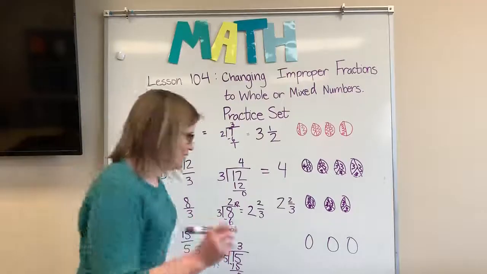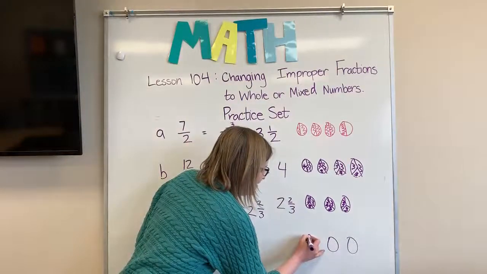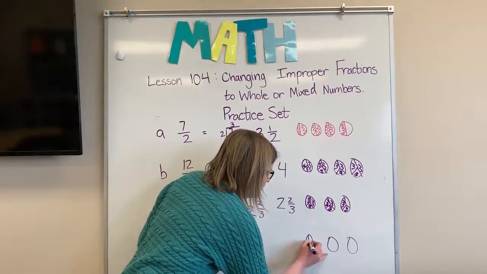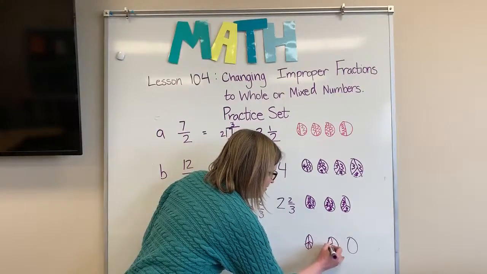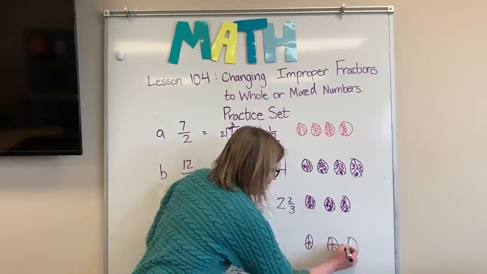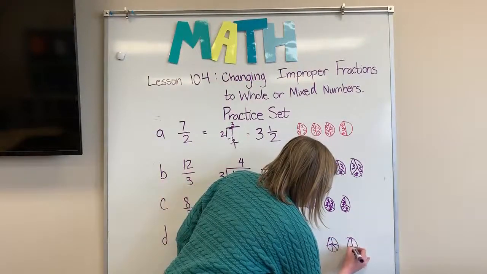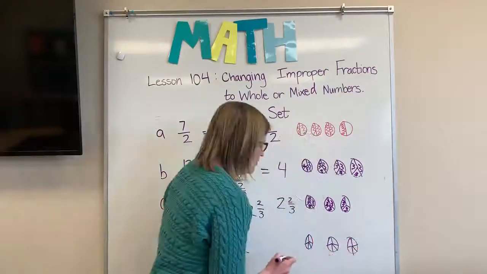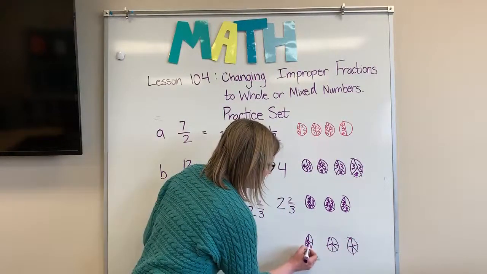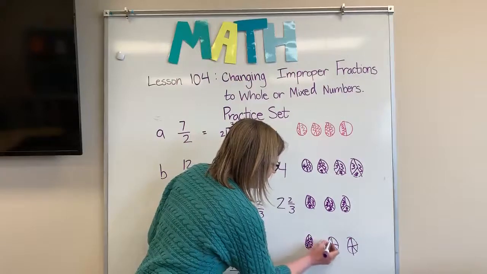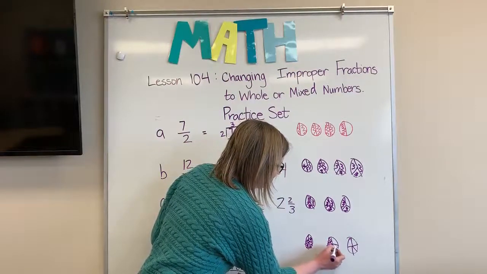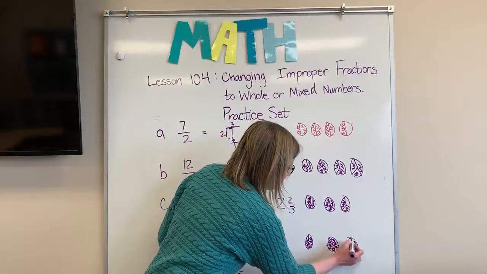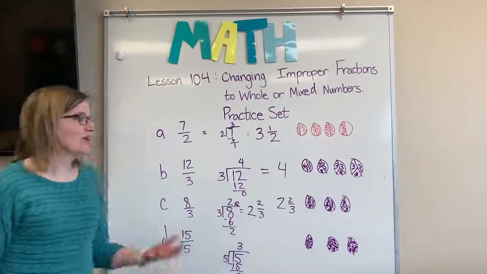Now this is the tricky part, how to make fifths when we're drawing this out. 1, 2, 3, 4, 5, 1, 2, 3, 4, 5, 1, 2, 3, 4, 5. Okay, and we just colored these all in. And there you have it.